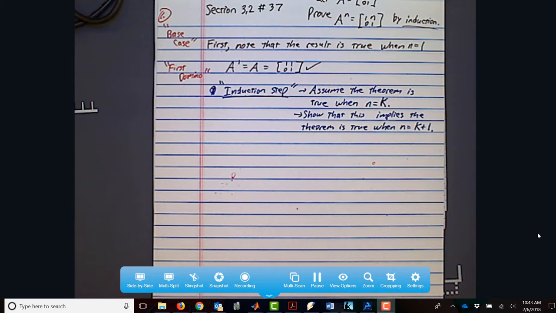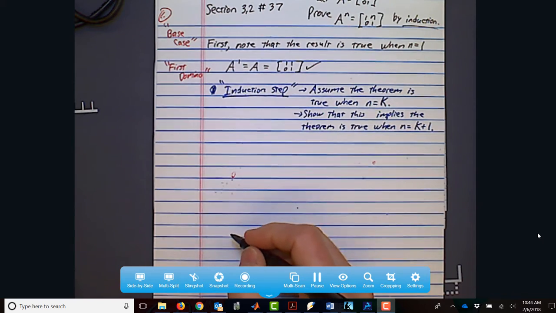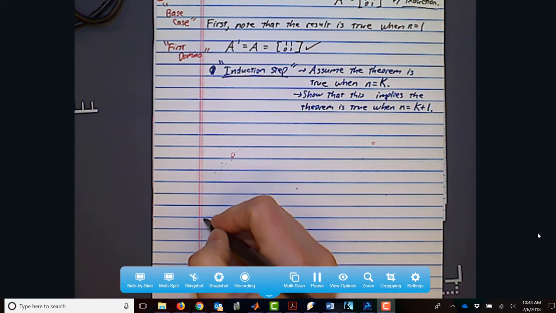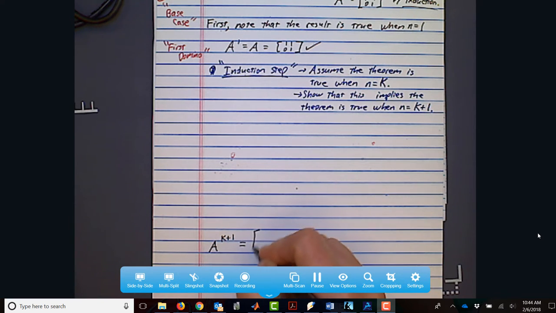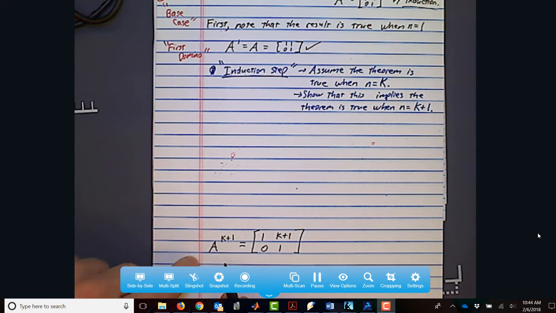So if you think about how I've been doing proofs, I've usually been writing the given information closer to the top, and then what I'm trying to prove, well, somewhere down on the bottom of the page, right? So let me do that. Down here at the bottom, we're going to have A to the k plus 1 is [[1,k+1],[0,1]]. Because that's what I hope that I get at the bottom, right? I don't have that yet.